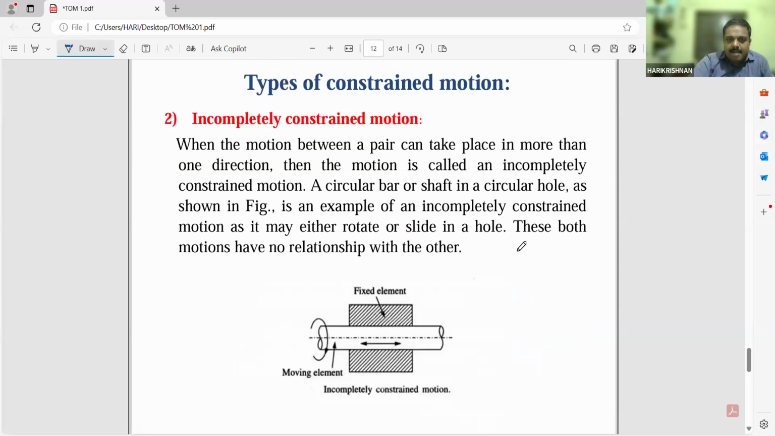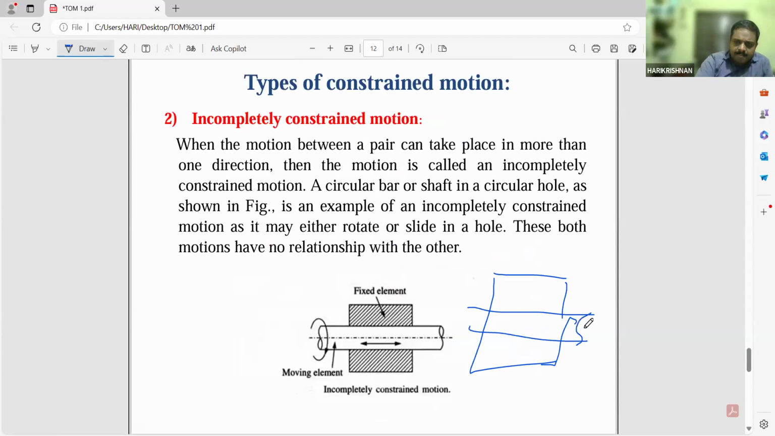Next is incompletely constrained motion. For example, you may see this is an element over here. We have applied a shaft inside this one. This shaft can reciprocate as well as rotate. This type of motion is known as incompletely constrained motion.